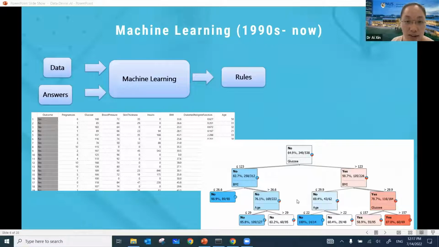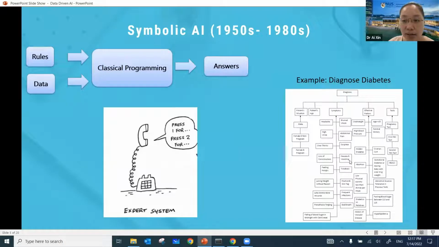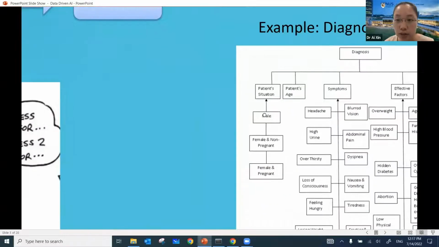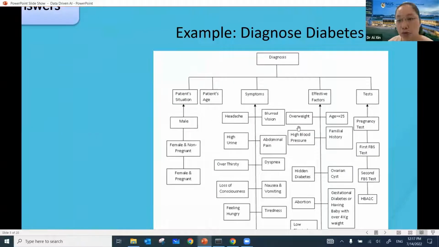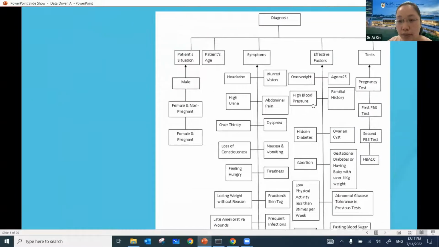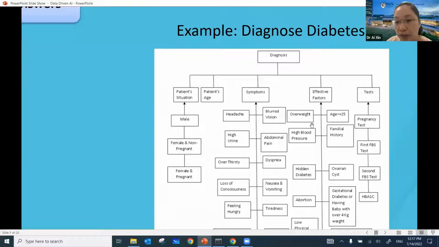Yes, some comments. Symbolic AI is where we put rules in. For the same problem, where we want to diagnose a diabetes patient, we need to handcraft those rules. All those rules are not generated by machine.